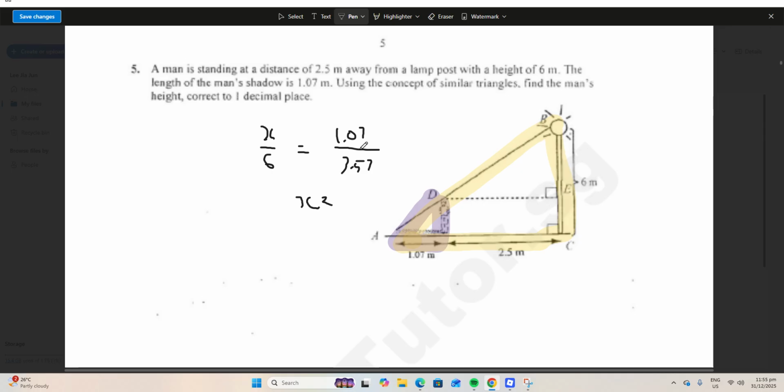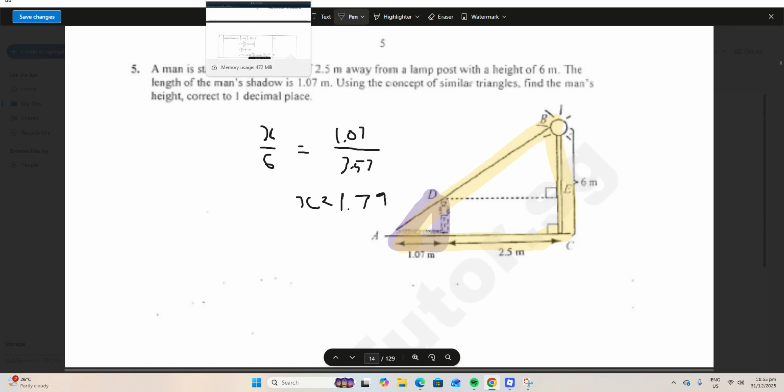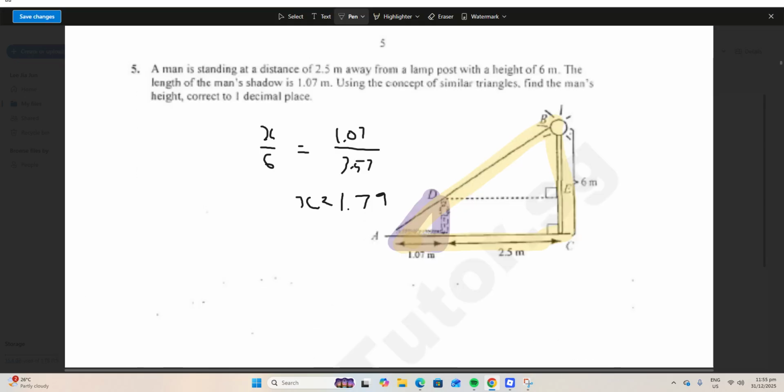So times 1.07 divided by 3.57 times 6. So does it make sense if the man is 1.79 meters? It does, right? So if it makes sense, it means the answer is most likely right. If you get like 6 meters, it's most likely not it, okay? So yeah, you must round it off to 2 dp, sorry, 1 dp. So 1.79 will be the rough work.